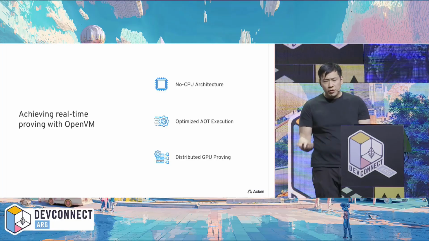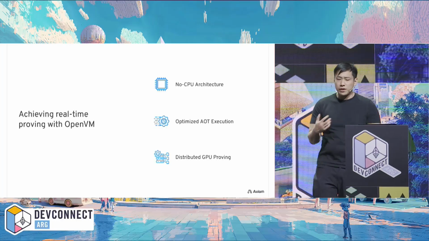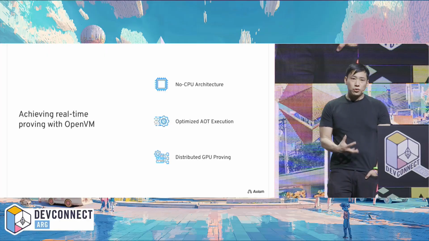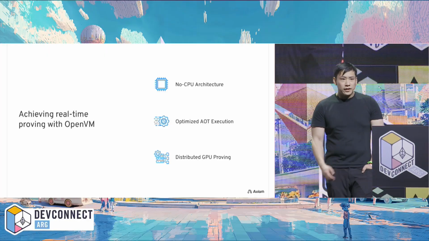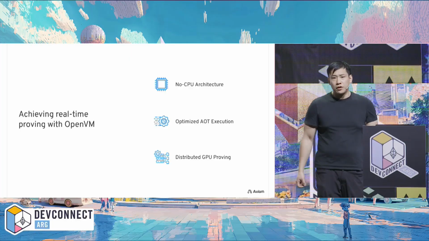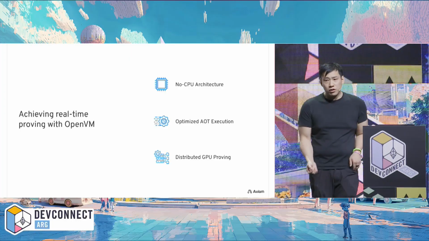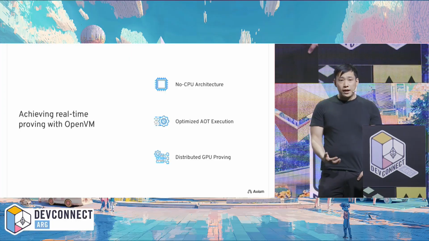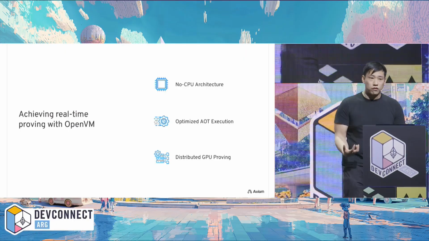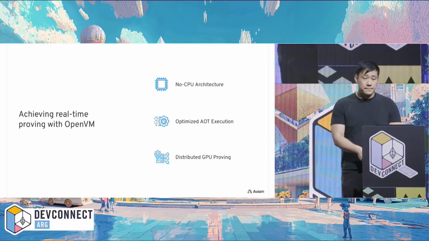So in this talk, I wanted to talk through 3 areas of our architecture, which I thought were particularly relevant to real-time proving. That's our no CPU architecture, which is the way we construct OpenVM to allow a modular architecture, the optimizations we made to execution through ahead-of-time compilation, and finally, our overall distributed proving pipeline.